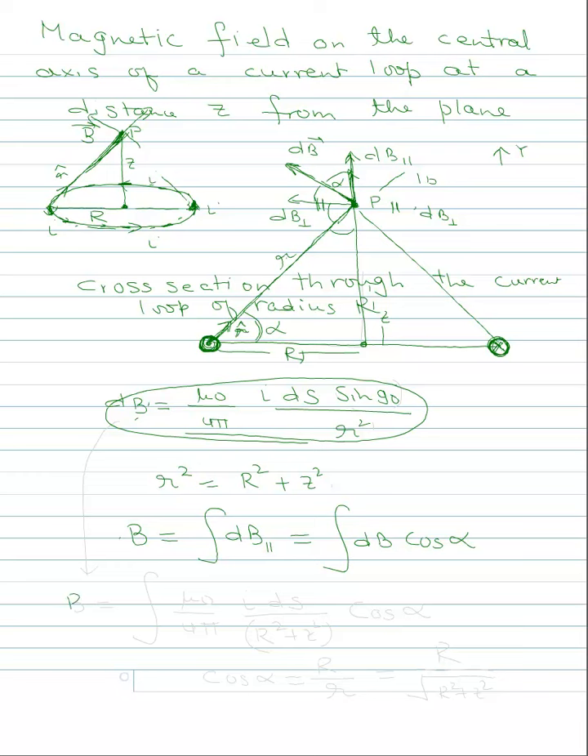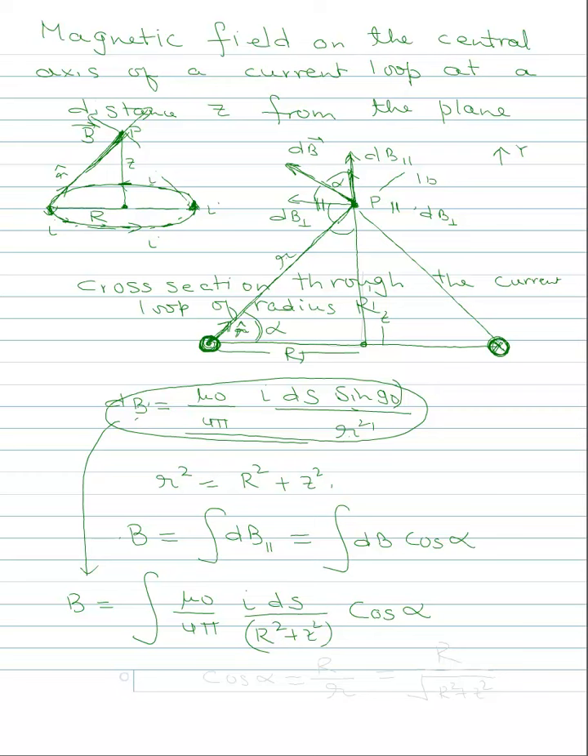In other words, B can be written as the integral of dB parallel, and dB we already know. So making use of this, we can say it's mu0 over 4 pi I ds, and sine 90 is just 1, divided by r square. R square we just found is r square plus z square, so it's r square plus z square times cosine alpha. Now the question is, what is cosine alpha? Well, let's think about it.